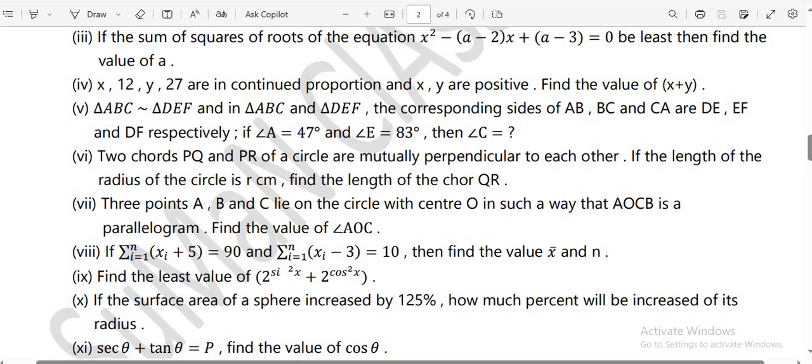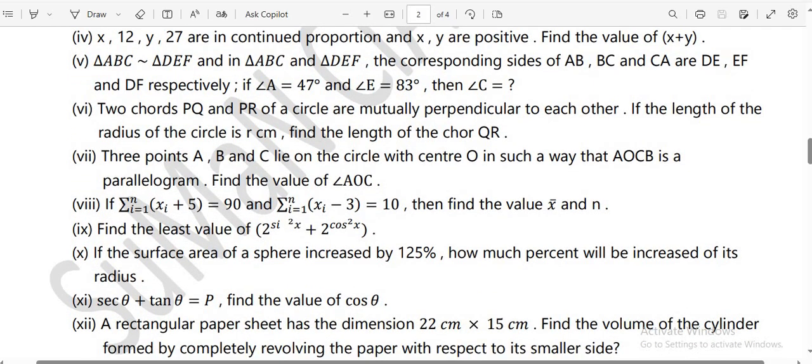Question number 10. If the surface area of a sphere is increased by 125%, by what percentage will its radius be increased? Question number 11. Sec theta plus tan theta is equal to P. Find the value of cos theta.